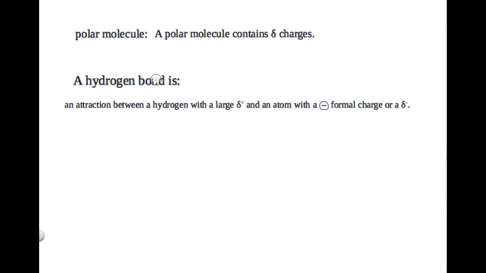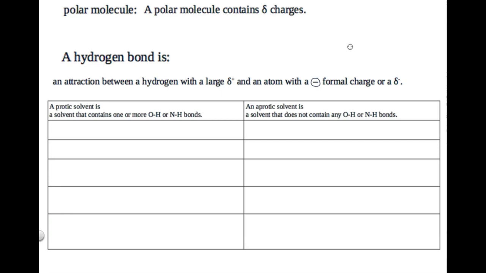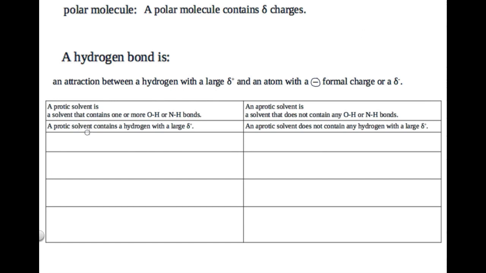Now, this definition of a hydrogen bond will make more sense once you've seen some examples of hydrogen bonding, and we will be illustrating some examples soon in this video. Before we look at those examples, though, now we can discuss why it matters whether a solvent is protic or aprotic. Well, the reason it matters is a protic solvent contains a hydrogen with a large delta positive. An aprotic solvent does not contain any hydrogens with a large delta positive.